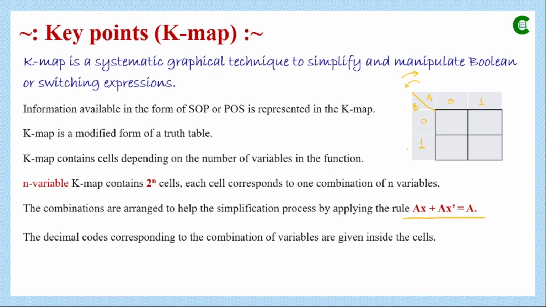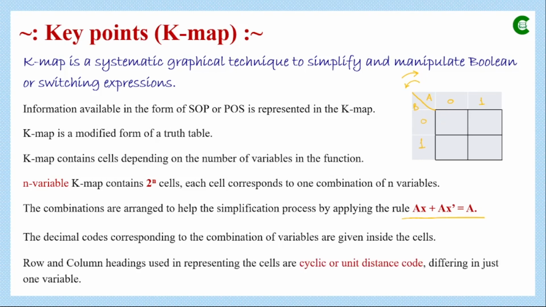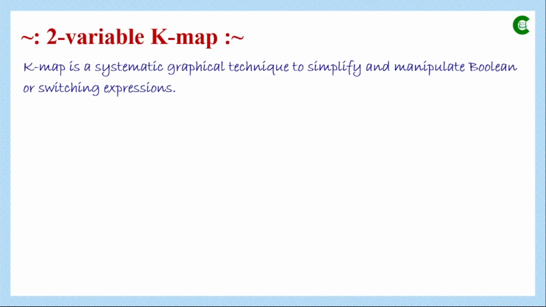And after marking all these variables and their values, we also mark each cell in that K-map, and that we write inside the cell. Next, we will learn K-map in a bit more detail, variable wise, and also we will learn how to group different cells. So first we will start with 2 variable K-map.